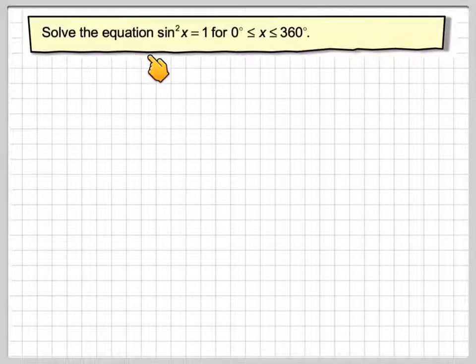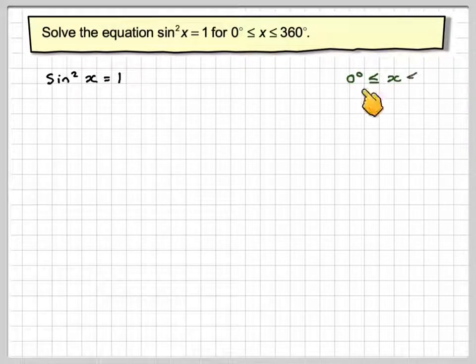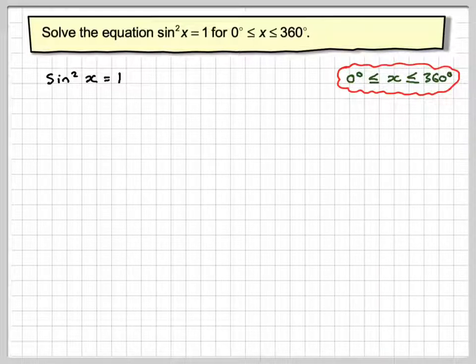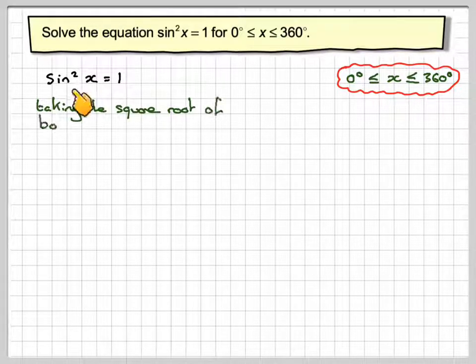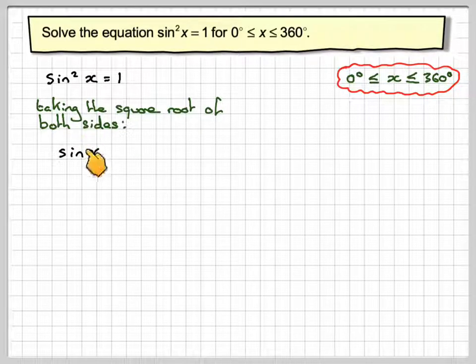Right, in this video we're going to solve the equation sine squared x is equal to 1 for x being between 0 and 360. So sine squared x is equal to 1 and we're solving between 0 and 360. So we've got sine x all squared. In order to remove the square sign, we need to take the square root. So that'll give me sine x here.